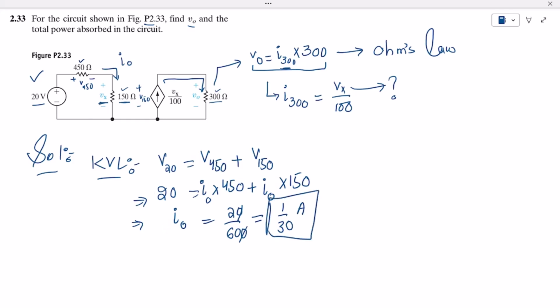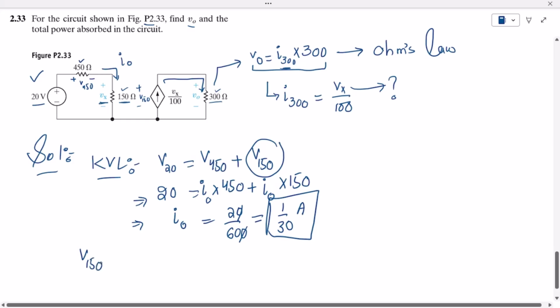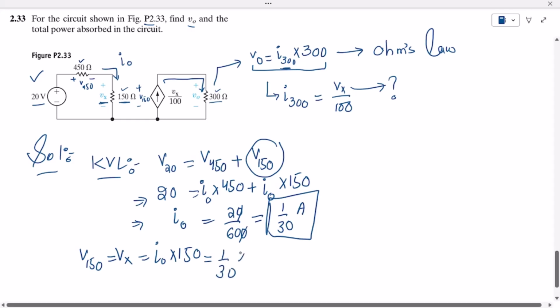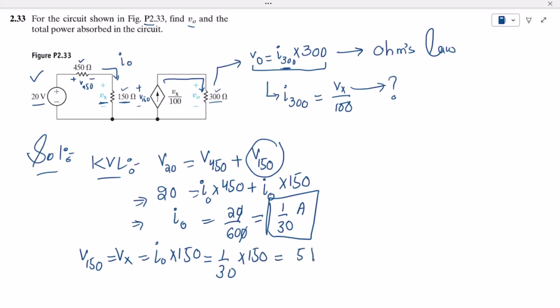From this I naught we can very easily find out the value of V150. This V150 is actually Vx, which is I naught multiplied by 150. Let me put the value of I naught, that is 1 over 30 multiplied by 150. Finding it out, it is 5 volts. So the value of Vx is 5 volts. So Vx is now known.